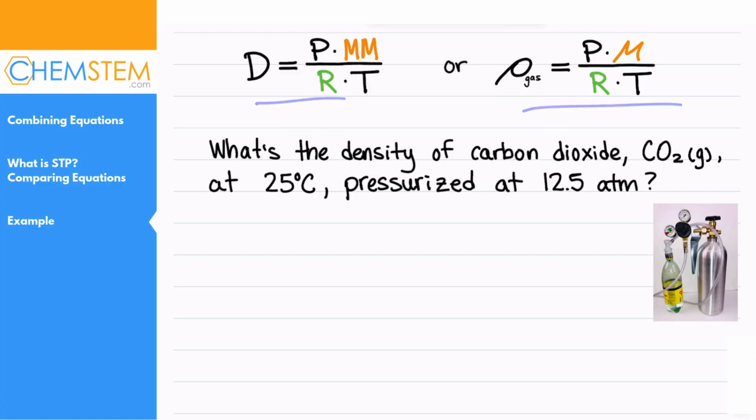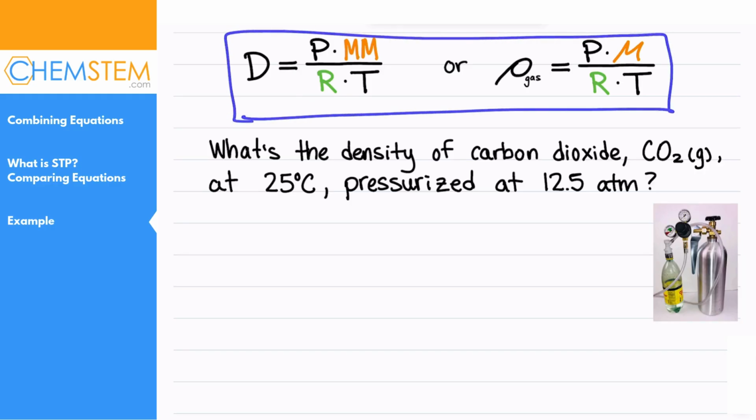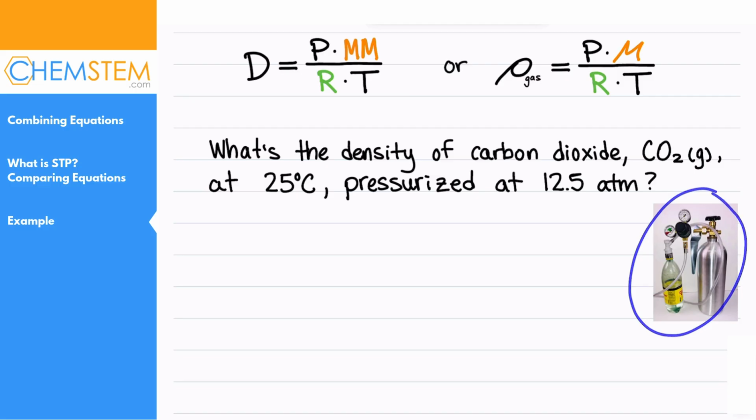This question says, what's the density of carbon dioxide, CO2, at 25 degrees Celsius, pressurized at 12.5 atm? 25 degrees is not standard temperature, and 12.5 is not standard pressure, so we can't just use molar mass divided by 22.4. We have to use the more expanded density equations for the gas. Carbon dioxide is what is used to give sodas their bubbly nature. That's why it's called a carbonated beverage. So these carbon dioxide canisters are actually pretty common. Some people just prefer to carbonate their own sodas instead of buying them.